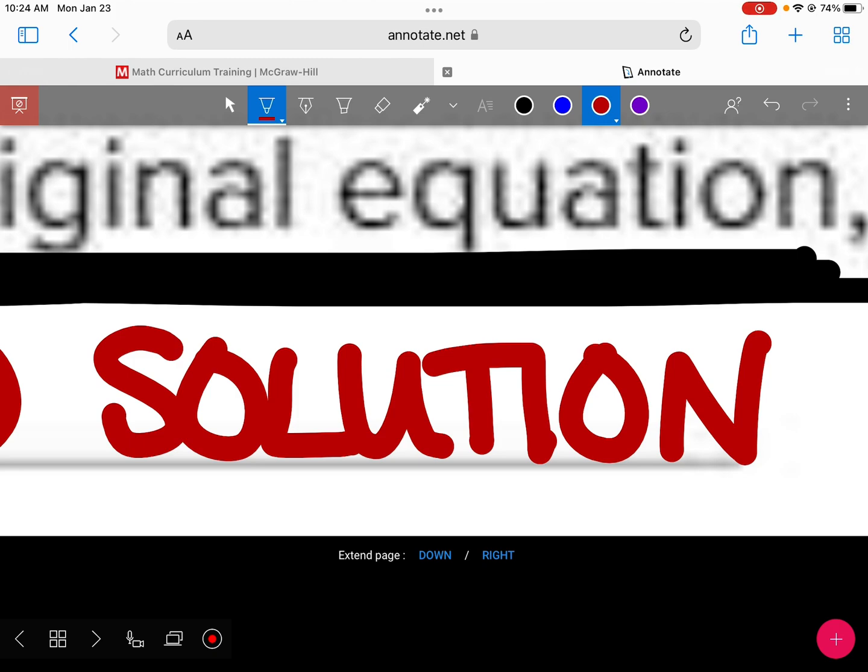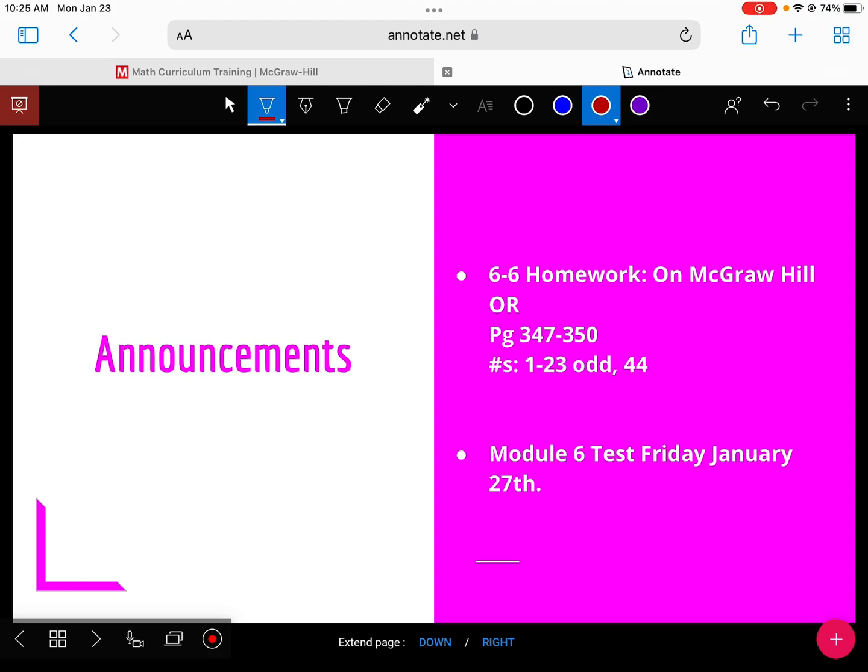You guys have the rest of the class period to work on the homework that is due on Wednesday. Wednesday is also when I will be giving you guys the review for the test. Wednesday and Thursday in class we will review for the test. I'll probably give you the paper review on Tuesday so you've got it in your hand. But this homework is not going to be due until Wednesday because we've got today and tomorrow where we're learning this material. Homework 6.6 on McGraw-Hill. If you want to work on it in your book, it's 1 through 23 odd and number 44.